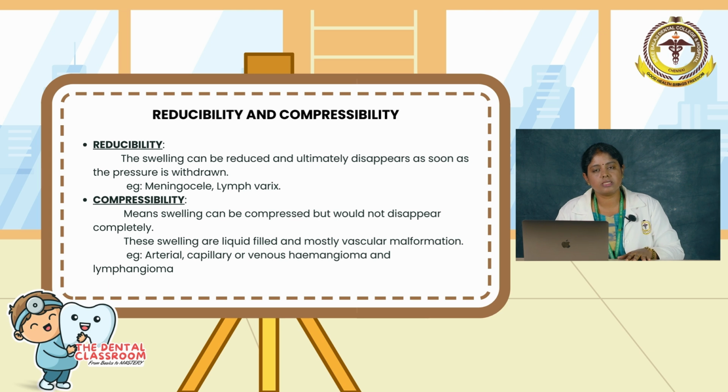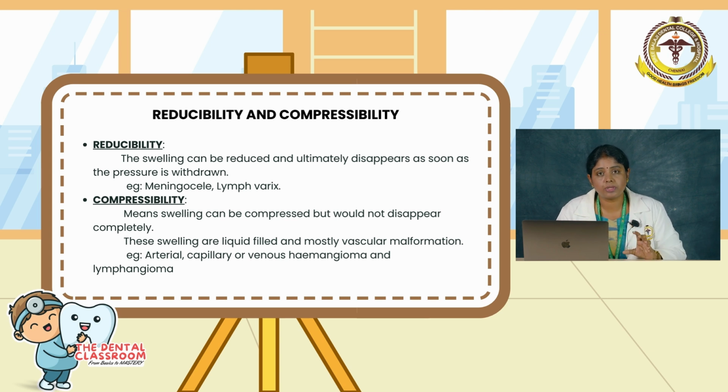But compressibility is if I am able to put pressure, the swelling subsides, but when I release the pressure, it gains back. What is the example? Reducibility: meningocele or lympharix, or very commonly inguinal hernia in general medicine, where if the doctor gives pressure, it will go into the internal organs, and if the patient gives an internal pressure like coughing, the swelling comes again.